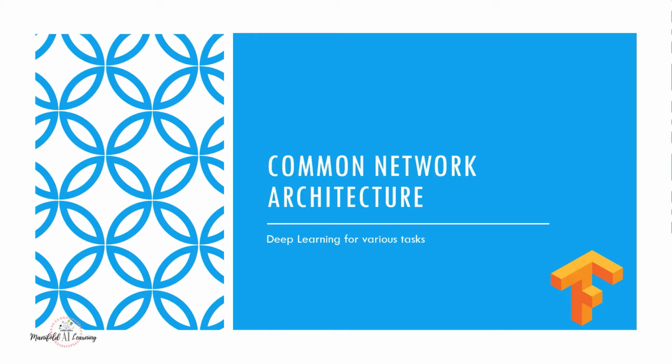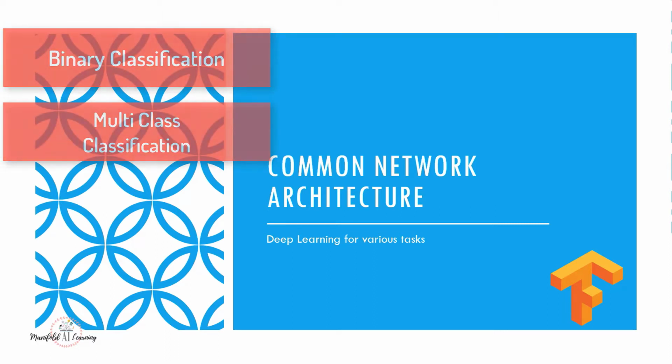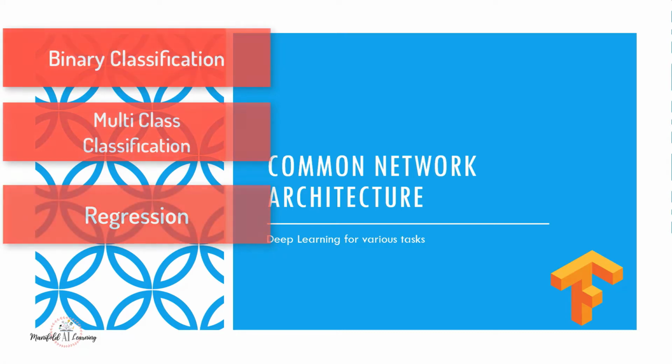In this section, let's look at the common network architecture that we'll be using whenever we are performing the common deep learning tasks. When I talk about common deep learning tasks, specifically in case of supervised learning, there are actually three kinds of tasks. One is binary classification, the second one is multi-class classification, and the third one is regression. So let's see how the typical network structure would look like for each of these tasks and what are the other network configurations that we have to perform in order to implement each task.